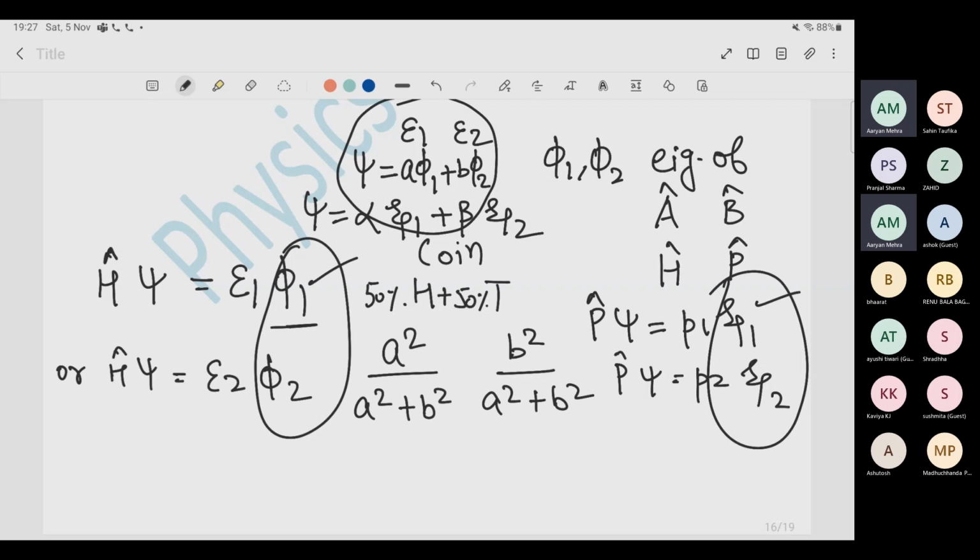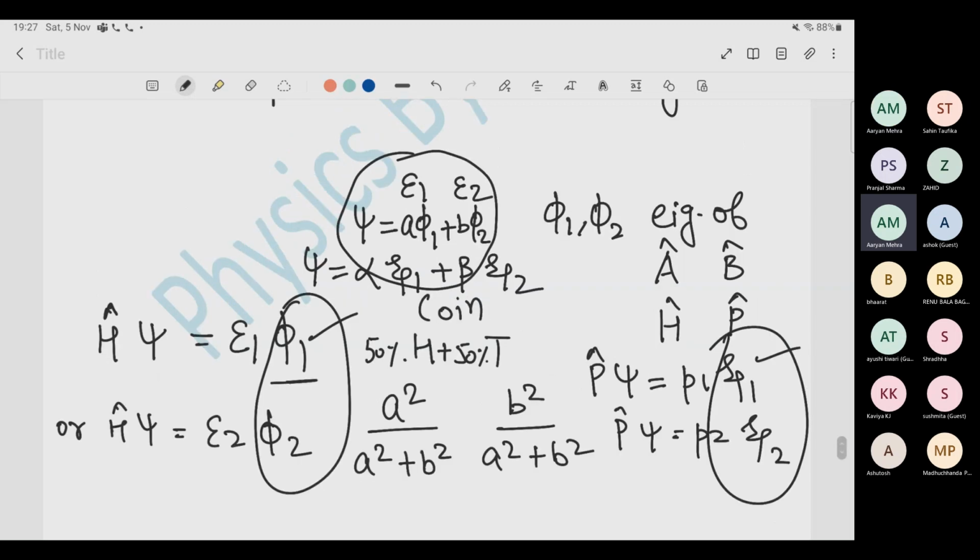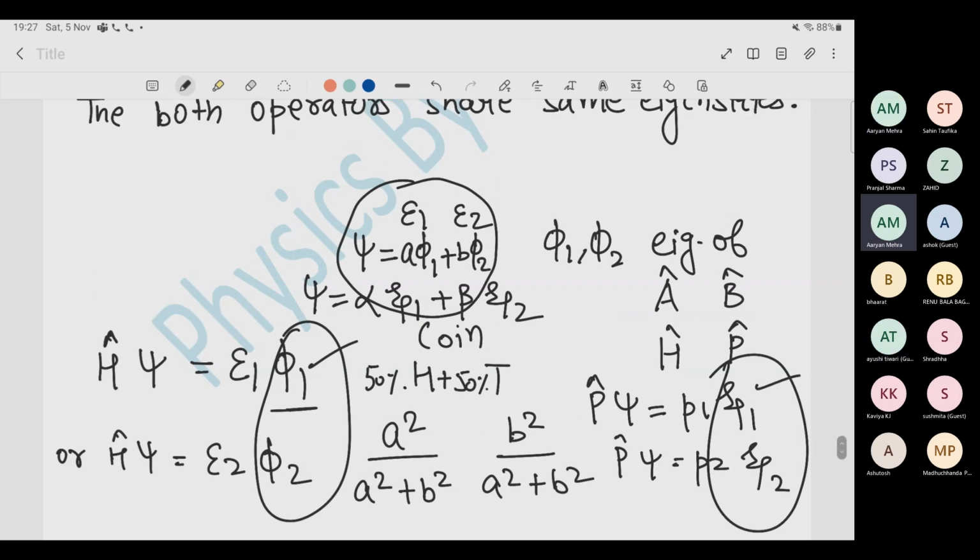So do you agree? Yes, sir. Did everyone understand? You won't forget these two statements, will you?